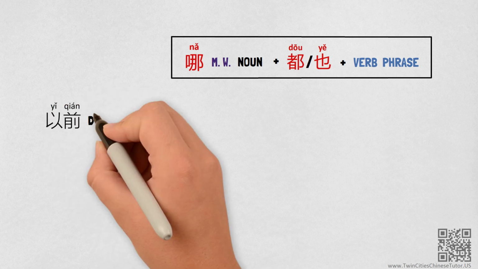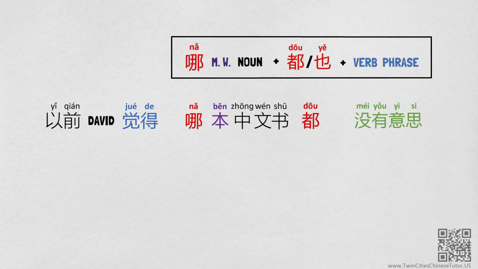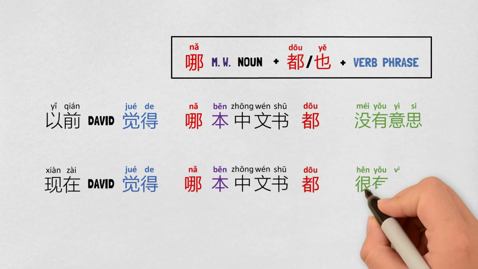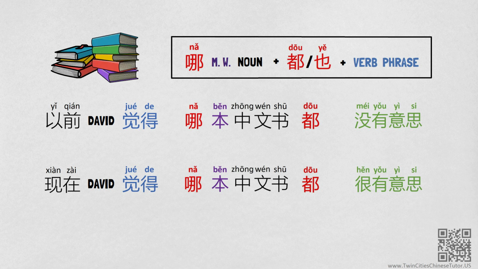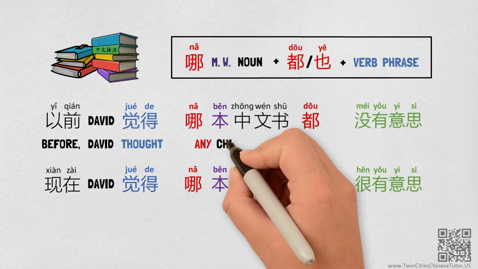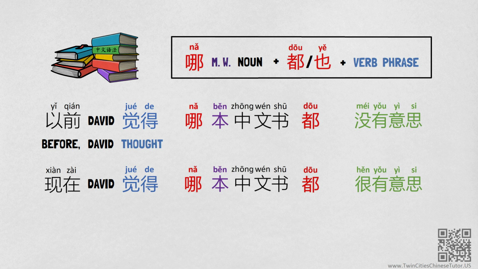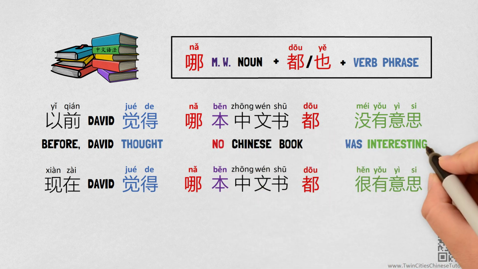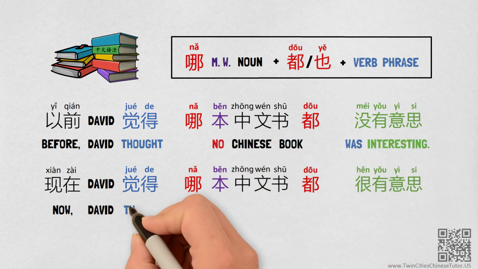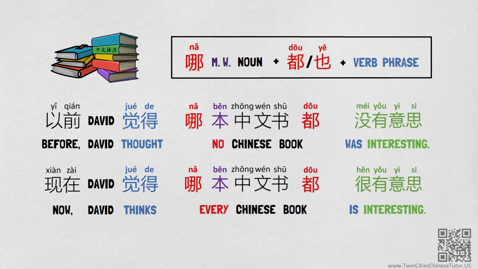If I say, 以前 David 觉得哪本中文书都没有意思. 现在 David 觉得哪本中文书都很有意思. They mean in English, before David thought any Chinese book was not interesting, or more accurately, no Chinese book was interesting. Now David thinks every Chinese book is interesting.